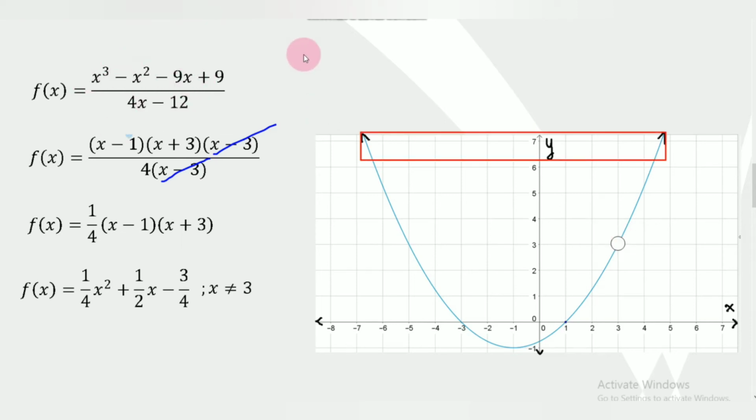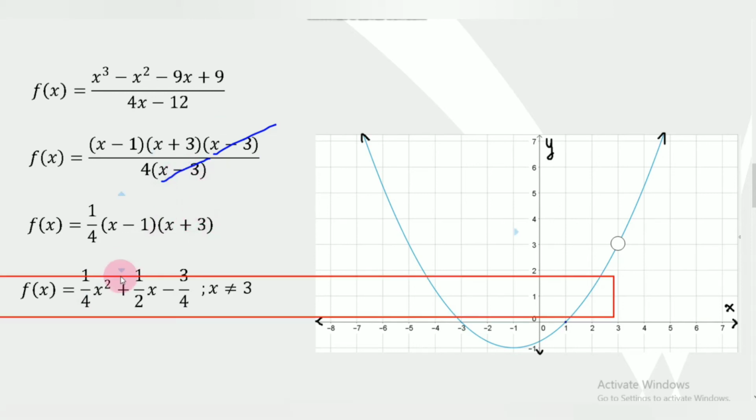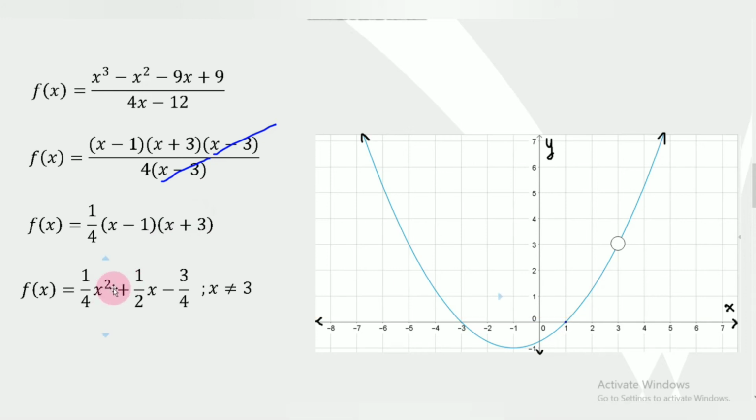So you can conclude that, again, you can factor completely and then simplify it. If the factors on the denominator are completely gone after you cancel them, and you have, for example, a linear function, the shape will be a straight line. But if you have a quadratic function, the shape will be a parabola.